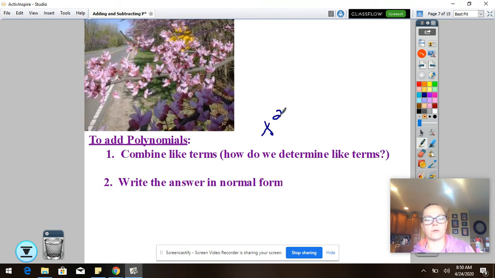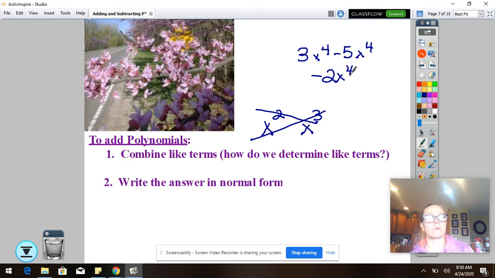But if our variables have exponents, they have to be the same exponent. So right here, I give you an x squared and an x cubed. Since those exponents aren't the same, we can't combine them. But if I had a 3x to the 4th minus a 5x to the 4th, we can combine those. And we would just do our 3 minus 5, which is negative 2x to the 4th.